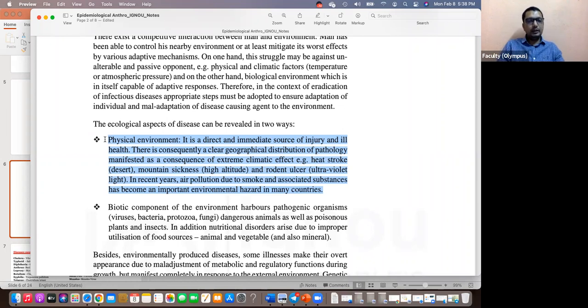But otherwise, mostly when we talked about internal factors, we are referring to biotic components, like living components around us. So mostly what are we referring to here? Pathogens like bacteria, viruses, protozoa, fungi. If you are comfortable, use the word biotic components in the case of infectious diseases.